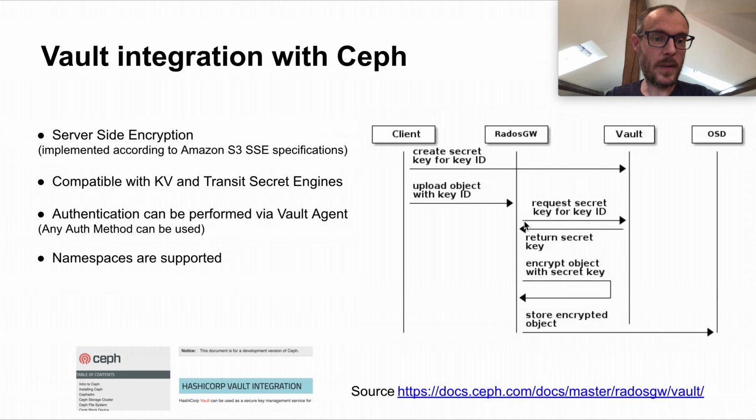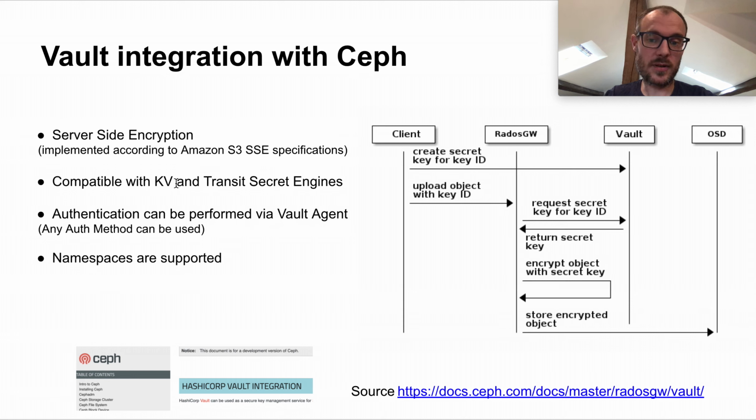RGW, is going to make a call to Vault to first authenticate to Vault and then to retrieve the key, the encryption keys, and then to perform the server-side encryption so that the encrypted object is going to be securely stored on the RGW. So this is something that can be done with two different secret engines from Vault.